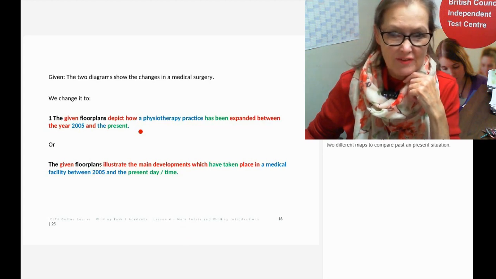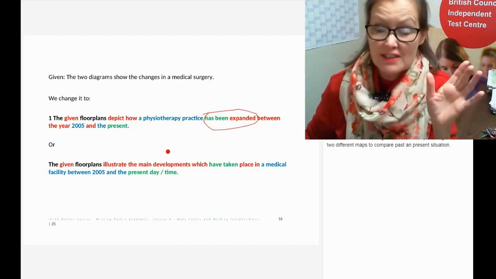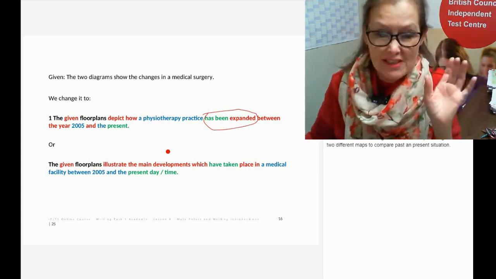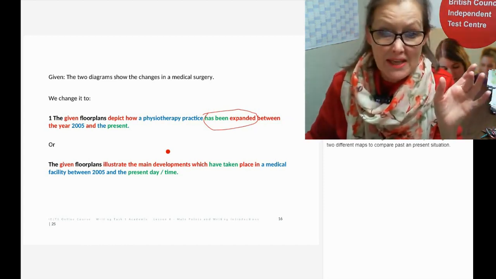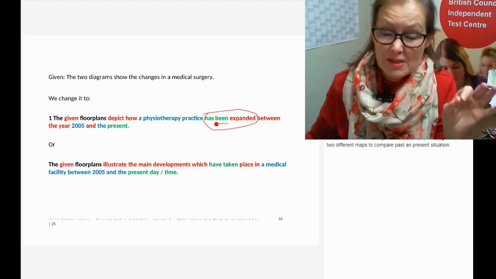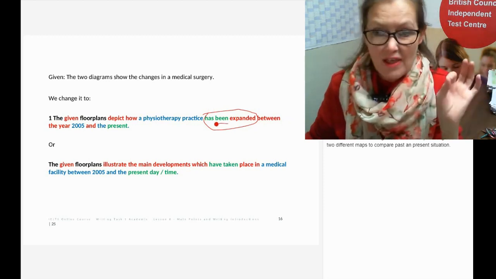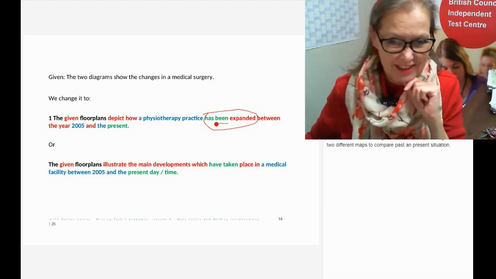And notice how I've used has been expanded. I've turned it into my present perfect simple. Present perfect, yeah, that's correct. Present perfect simple, but passive. Present perfect simple, passive. That's what's going to get you a 7, okay, if you can do that accurately.